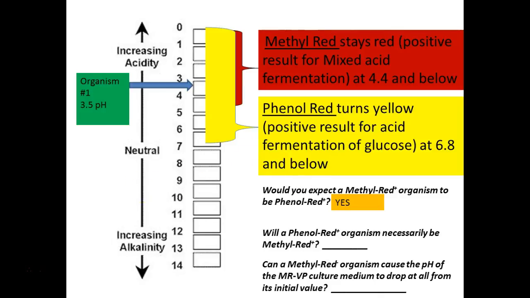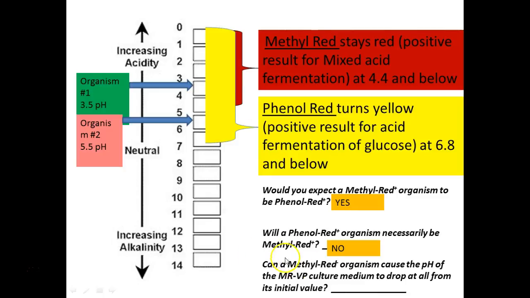Will the reverse be true? If an organism is phenol red positive, will it be methyl red positive? Not necessarily. The answer is no on this one. Can you think of where the pH could be that it would be positive for phenol red and not methyl red? It's got to be greater than 4.5. So something in the range of, say, 5.5 is going to be phenol red positive, but 5.5 is above 4.5, so it's not going to turn methyl red positive. So the answer to that one is no.